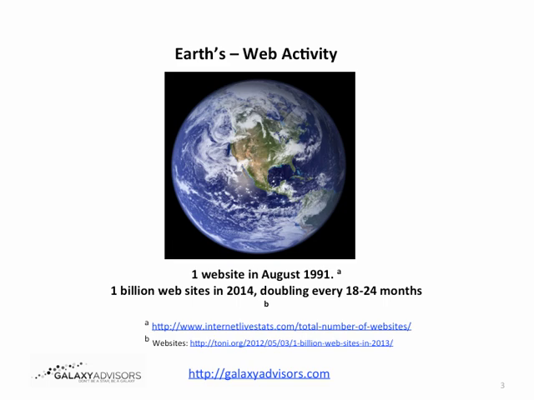If you look at Earth's web activity, you would realize that there was just one website in August 1991 by Tim Berners-Lee. 23 years later, we have 1 billion websites in 2014, and it's estimated it's doubling every 18 to 24 months. Now, I have a couple of reference links here to the web activity. You will find these links in the Show More text box beneath the video. So quite a bit, a mammoth amount of 1 billion websites.